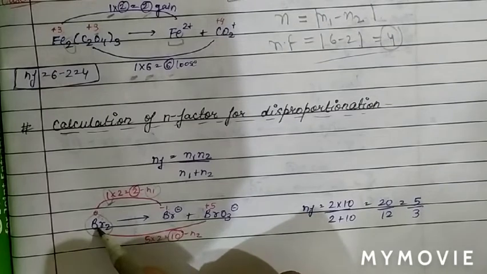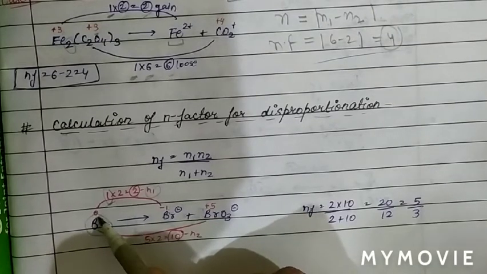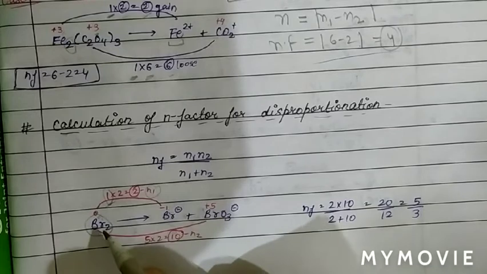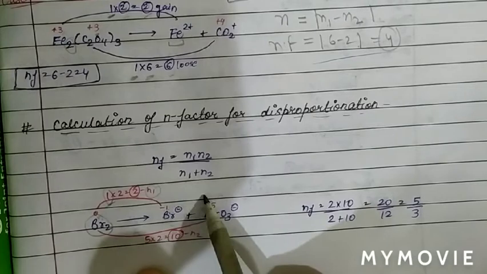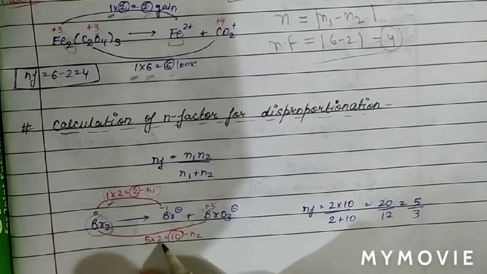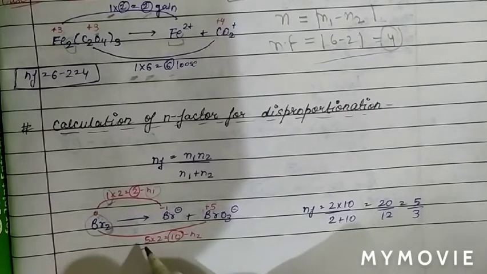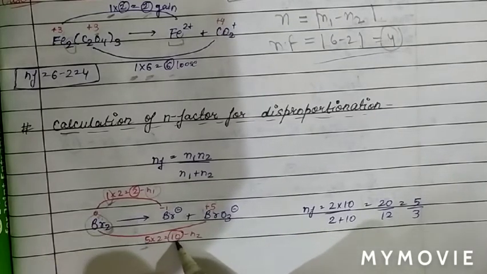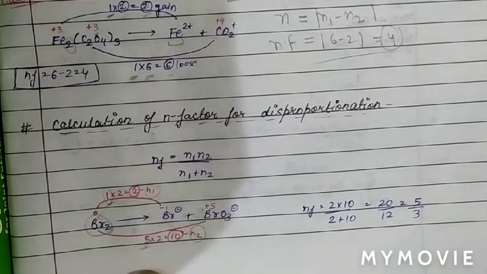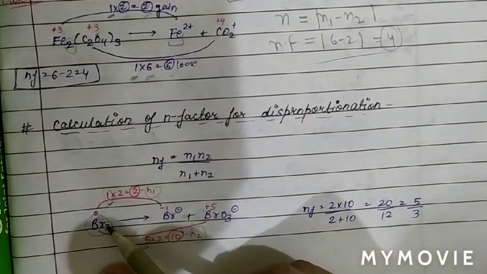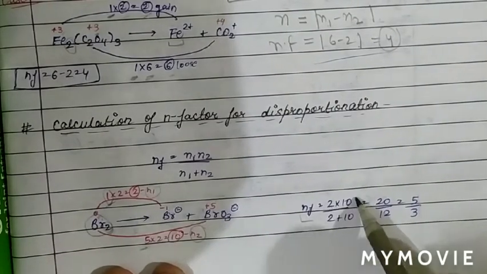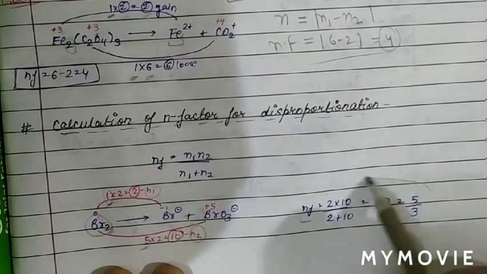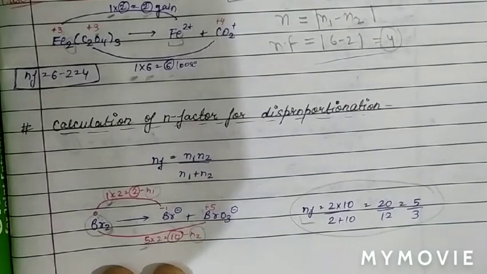As we can see, Br2 bromine from 0 oxidation state changes to +5. So for one atom there is change in oxidation number of 5. For 2 atoms, as 2 atoms are on the left, the change in oxidation number overall is 5 into 2 equal to 10. So this is the value of n2. As this reaction is disproportionation because the same element is oxidized and the same element is reduced, the n factor is n1 into n2 upon n1 plus n2, 2 into 10 upon 2 plus 10. So basically the n factor is 5/3 for this reaction.